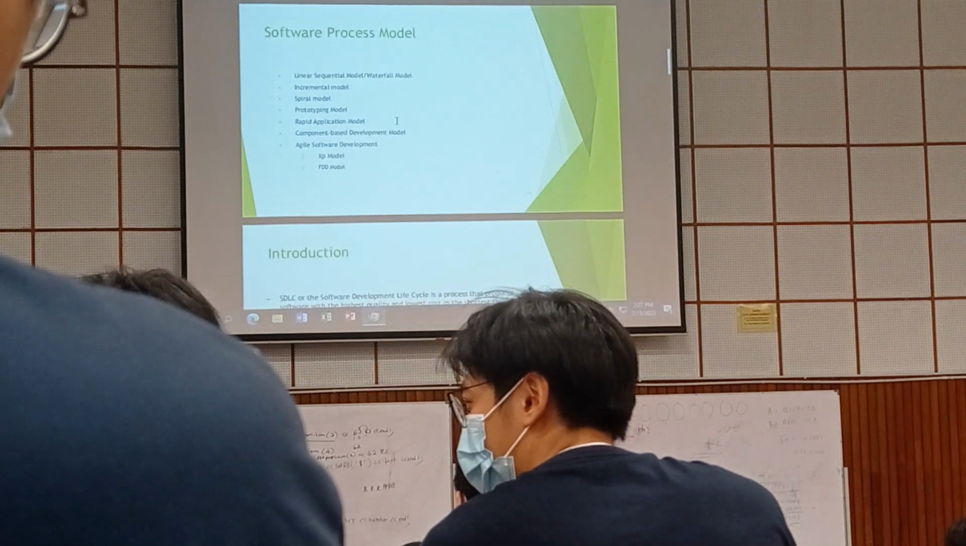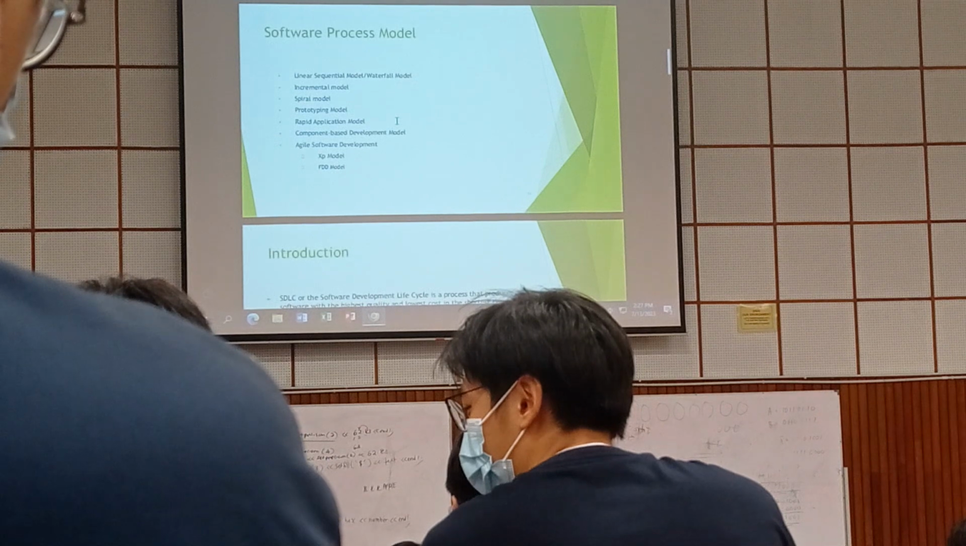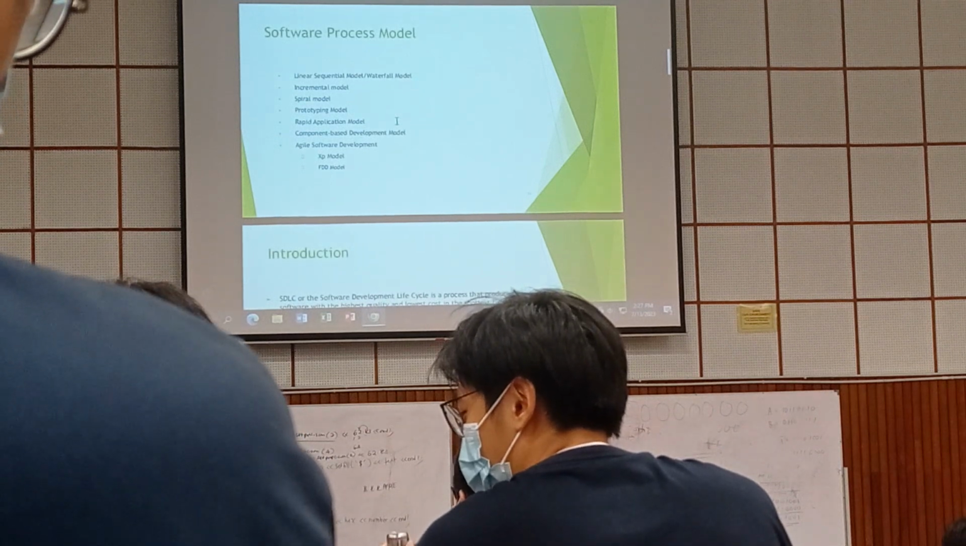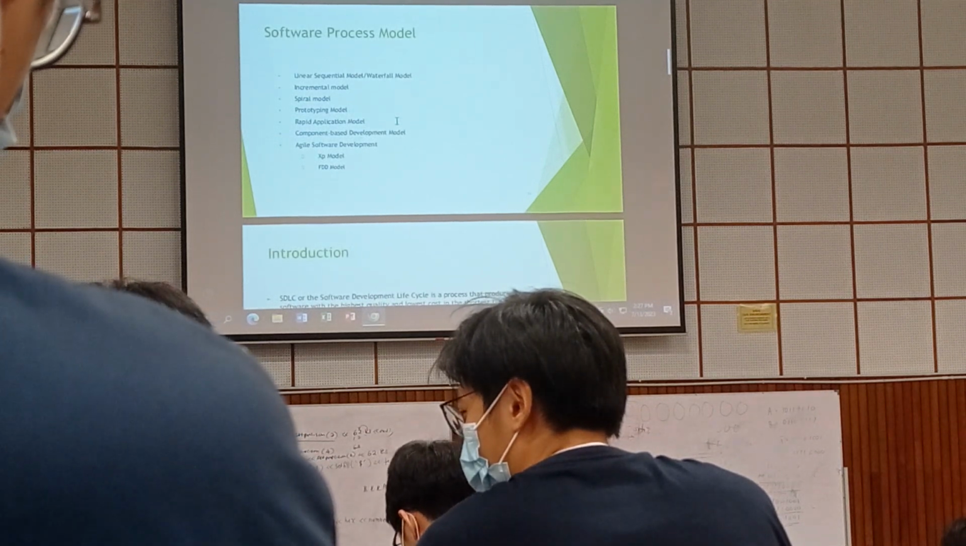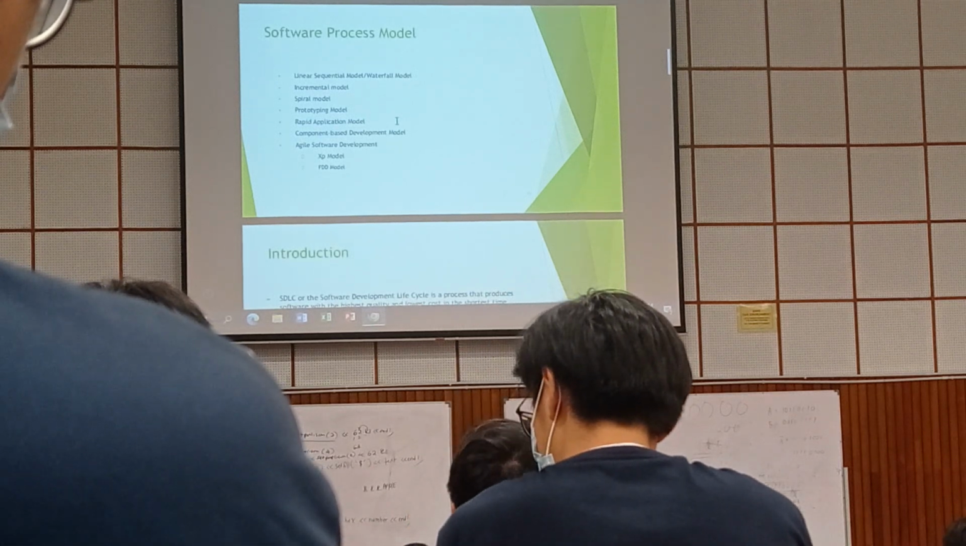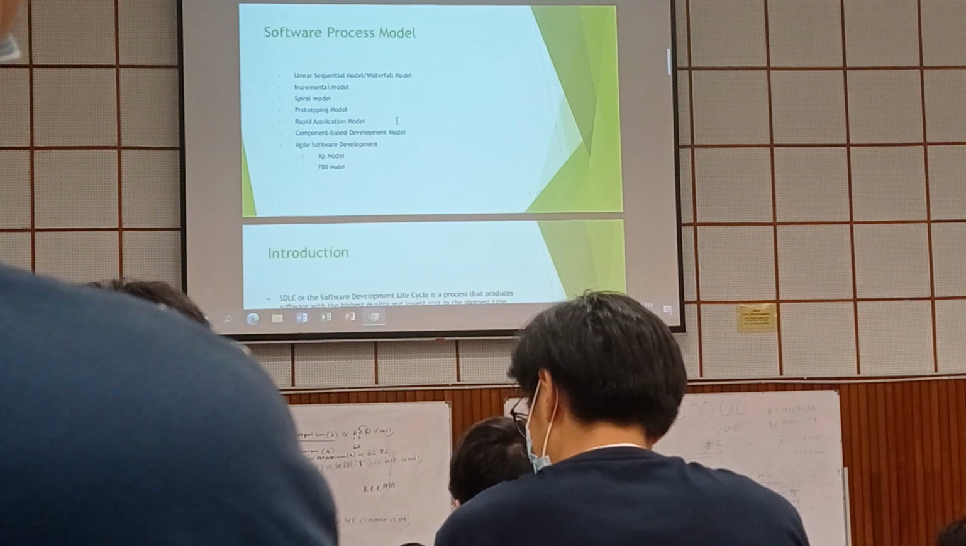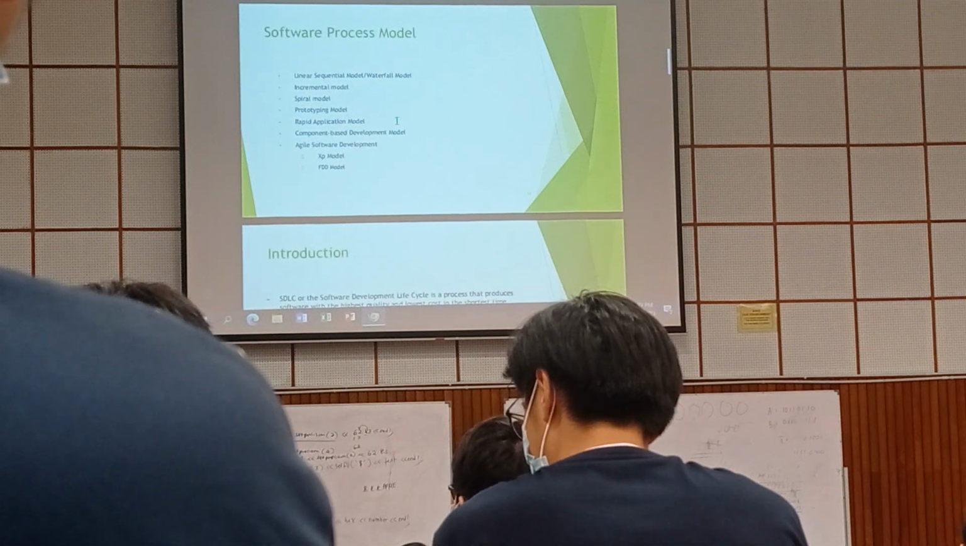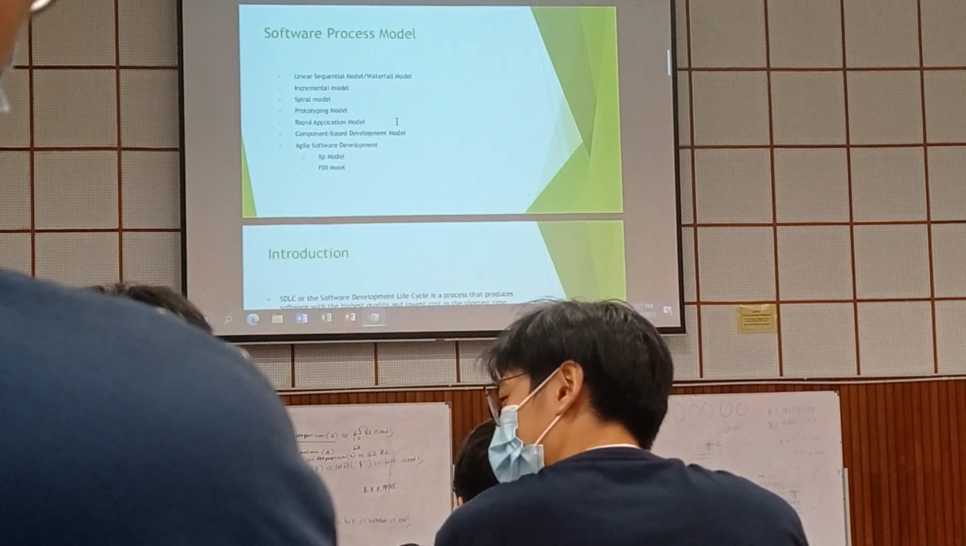So besides the waterfall model, we have the incremental model, spiral model, prototype model, rapid application model, component based development model, and agile software development model. Under agile we have many, but we are only going to focus on two, which are XP and MDD.